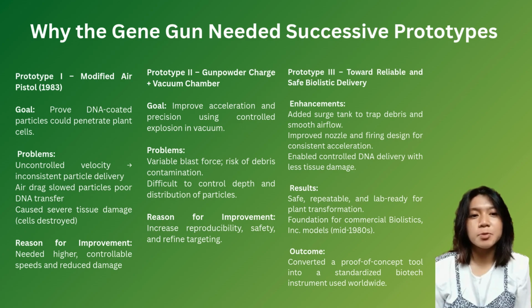Why were successive prototypes needed? Each prototype had limitations that required improvement. The first prototype had uncontrolled velocity, causing inconsistent delivery and tissue damage. The second one used a gunpowder charge for better acceleration. However, it faced issues like debris contamination. And lastly, the third prototype refined these problems by adding a surge tank and improved airflow, resulting in a safer and more consistent tool for gene transfer.